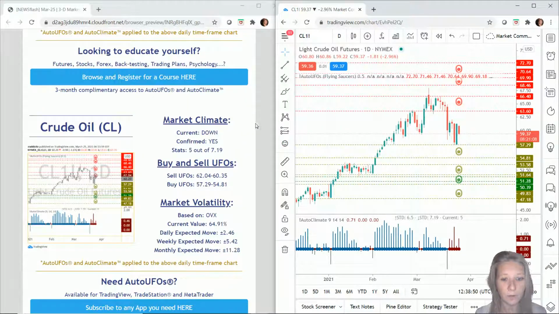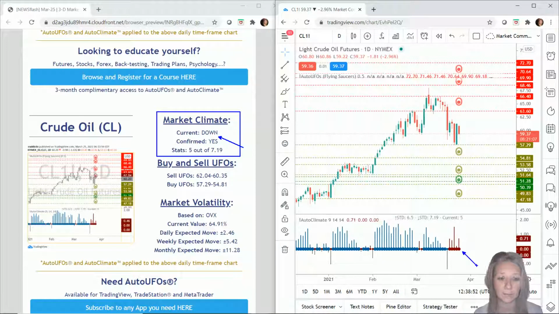Okay, so crude oil, we have on market climate, confirmed downwards climate. We see that again because we have a thick red dot, probability to the downside. Usually, this market would go down for 7.19 candles. I'm going to round that up because you can't have a percentage of a candle, right? So let's say 8 candles. Usually comes down for 8 candles. We're on candle number 5. So that tells us that we have probability of another few days to the downside based on what usually happens.